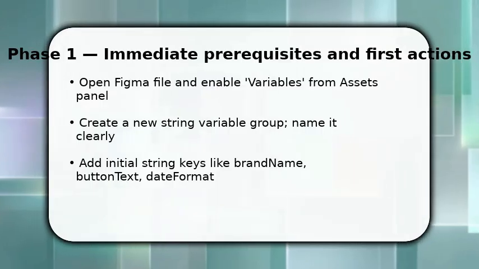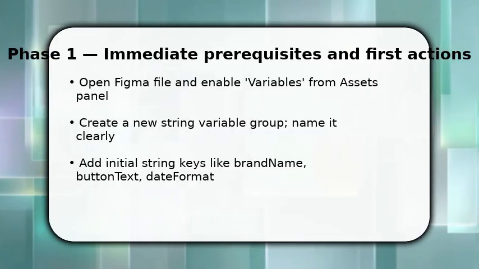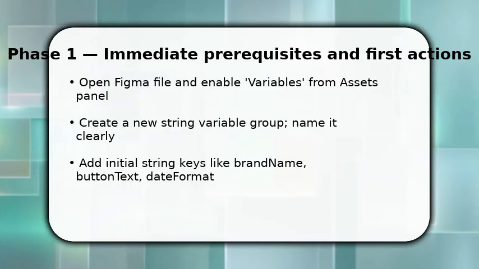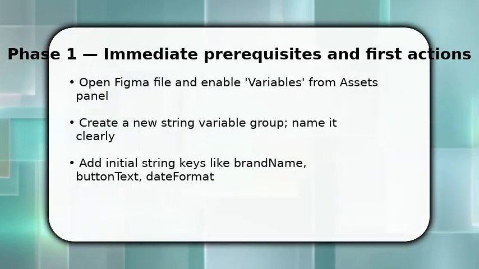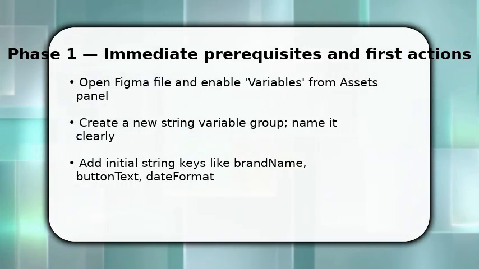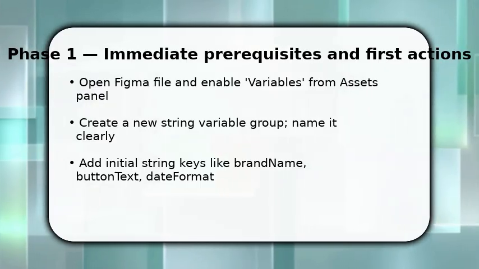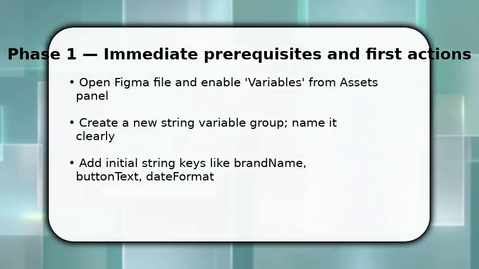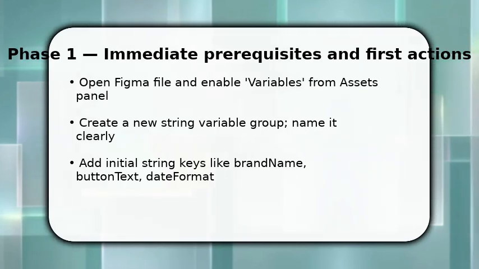You start by opening your Figma file and enabling variables in the Assets panel. This gives you the container for string data. Create a new string variable group and name it for scope, for example, UI text or localization. Add your first keys: brand name, button text, date format. These are the identifiers you'll use in components.